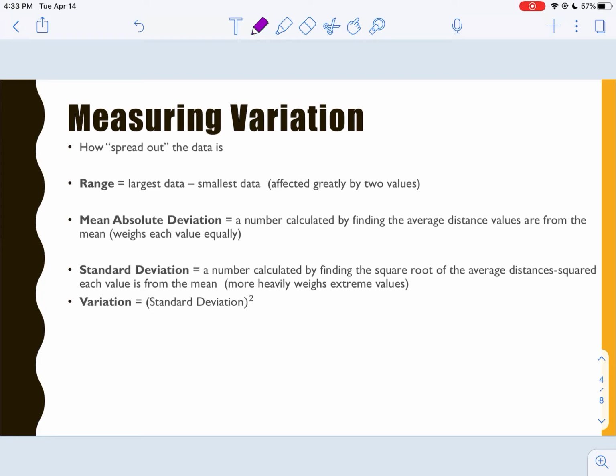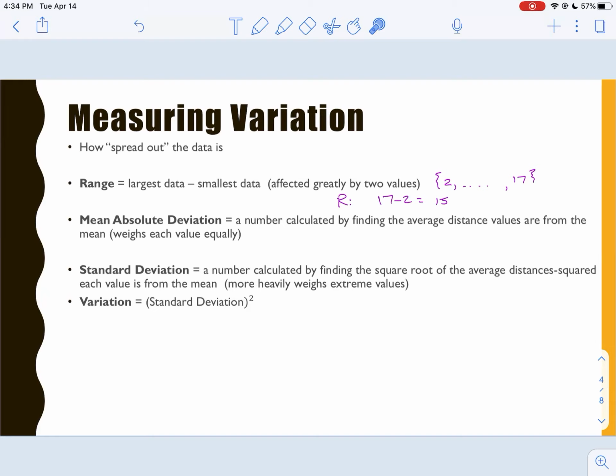So if I have a list of values where 2 is the smallest and 17 is the largest, to find the range, I would take 17 minus 2 is 15. The issue with the range is it's really affected by just two values. So it doesn't take into account what the rest of the data looks like. Is all the rest of the data smack in the middle, or do we have half 2s and half 17s? We can't tell from the range.